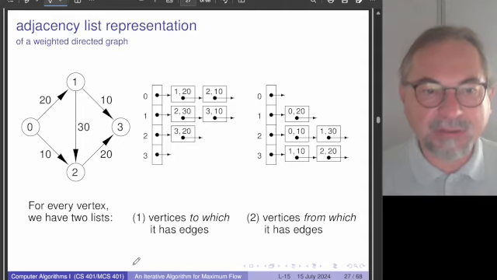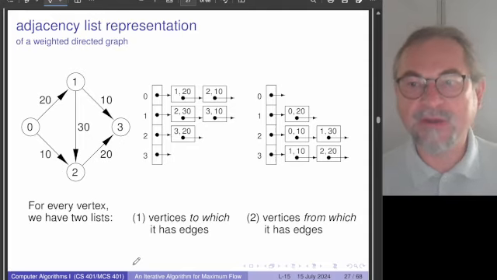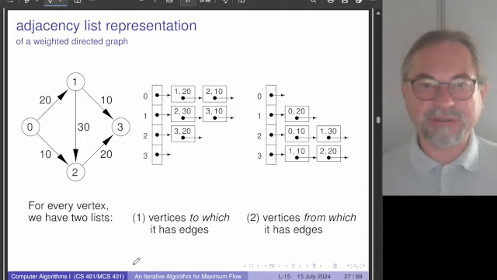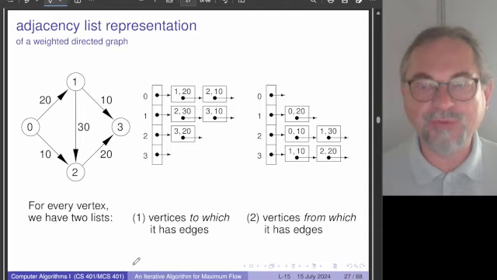Here I illustrate on an example the adjacency list representation again. We have an array of lists, as many elements in that array as we have vertices. And for every vertex, we list all the adjacent vertices. For a weighted graph, we also list the values, the capacities of the edges. And we store essentially this twice. We have the incoming and the outgoing edges.